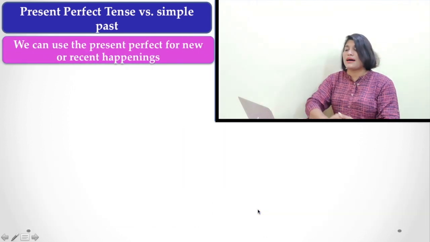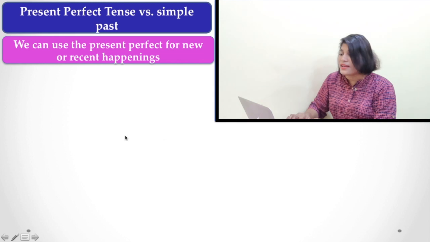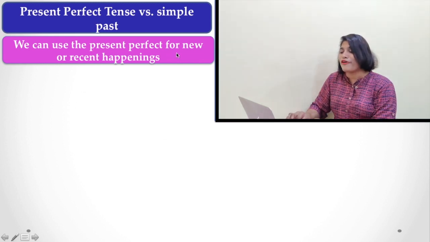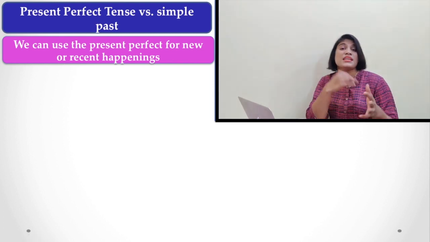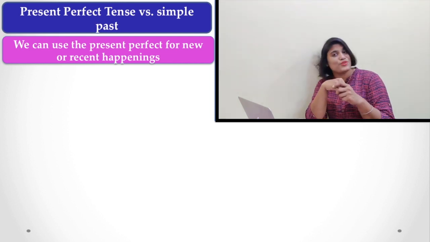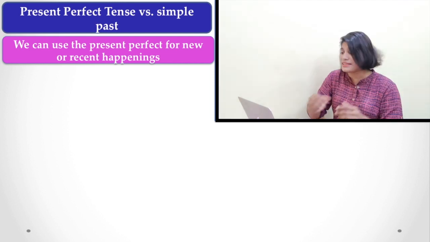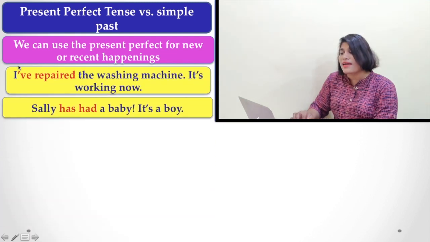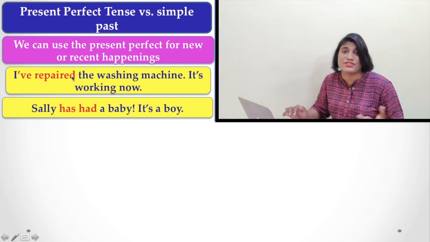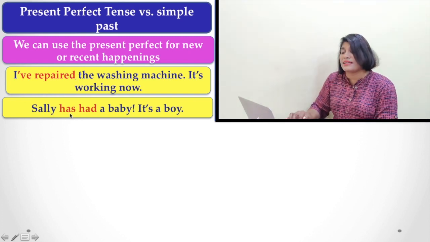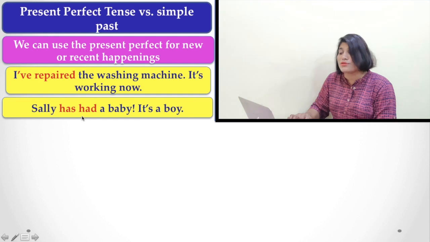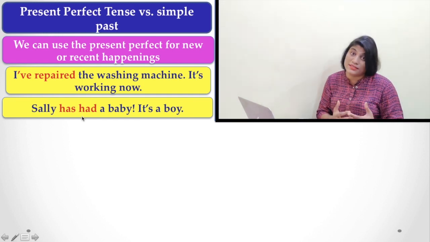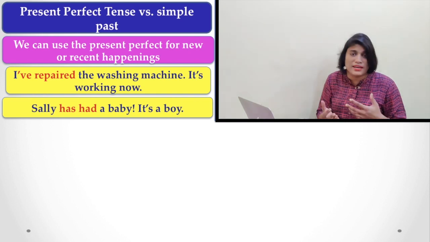Now, more examples. We can use present perfect for a new or recent happening. So this is a very common thing when we are talking about a new or present happening. We have to use simple present perfect tense. That is, here, I have repaired the washing machine. It's working now. Here I have performed the action very recently. Shelly has had a baby. It's a boy. Here also all these things I'm talking about are very recent and very new.